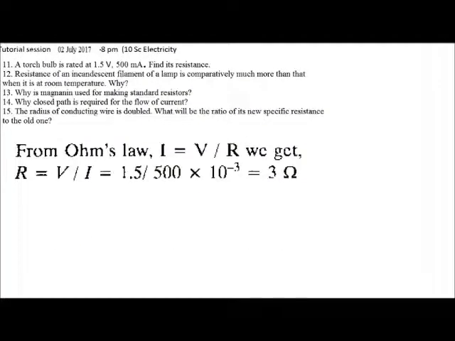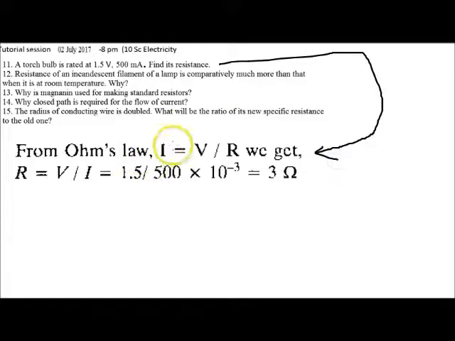Question number 11, a very simple question otherwise. A torch bulb is rated at 1.5 volts, 500 milliampere. Find its resistance. So you have to find the resistance. Quite a simple answer you will get here, we'll use Ohm's law. Ohm's law is I is equal to V by R, and you have to find out the resistance. So R is equal to V by I.